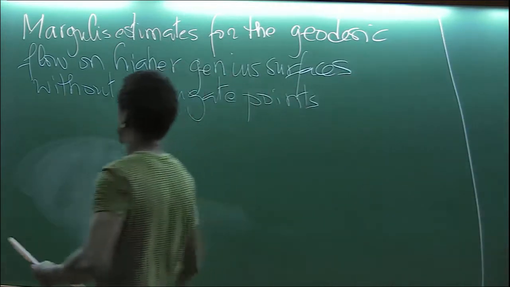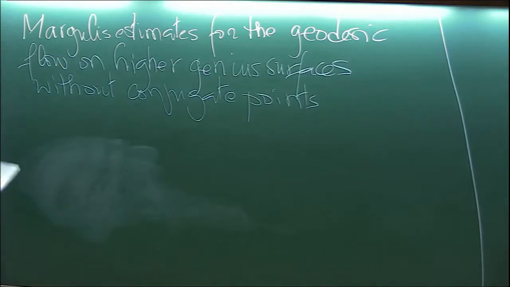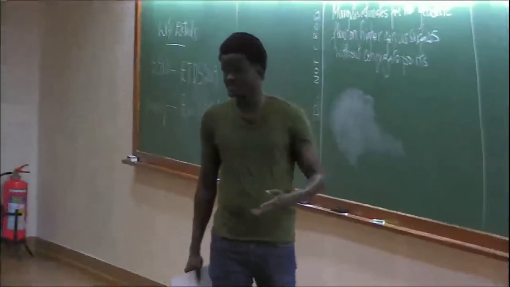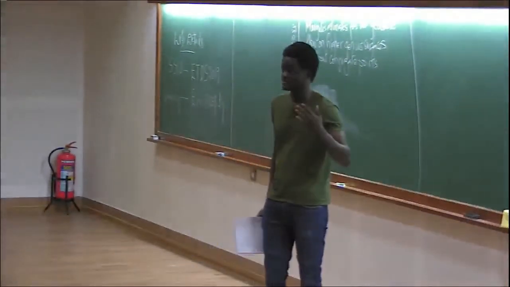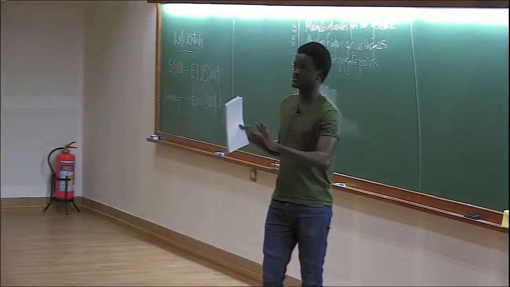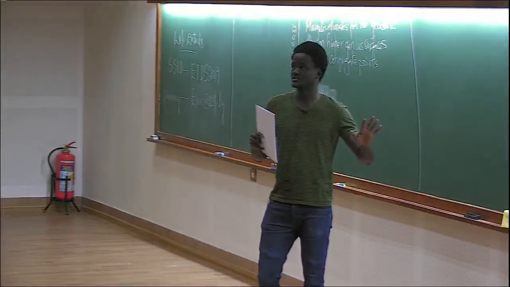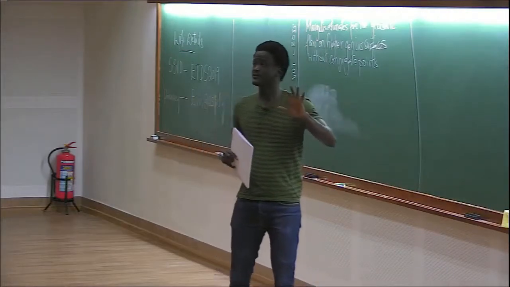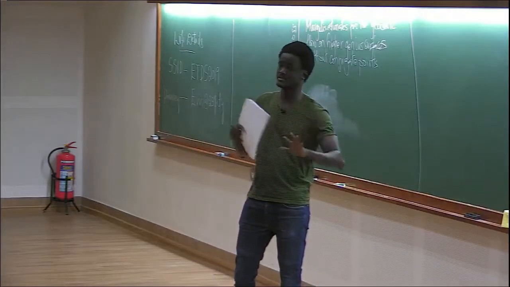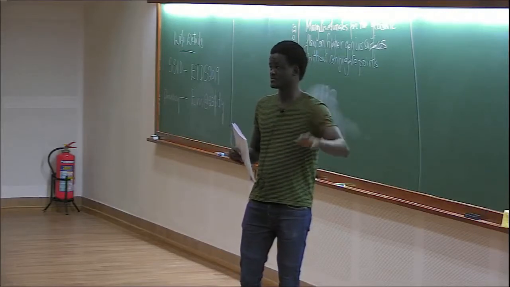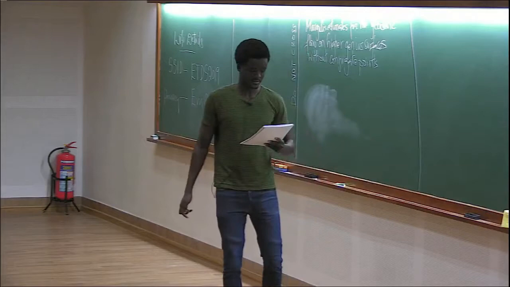Okay, so we will talk about Margulis estimates for the geodesic flow on homogeneous surfaces without conjugate points. This is a 45-minute talk. There are things that I will not define properly, but if someone interrupts me, I will give the exact definition. I will not define things that are maybe standard to some people, but if you tell me you're not familiar with this, I will stop and define it correctly, okay?